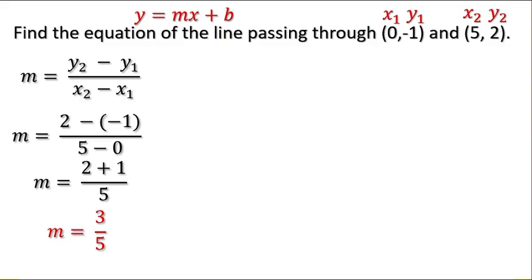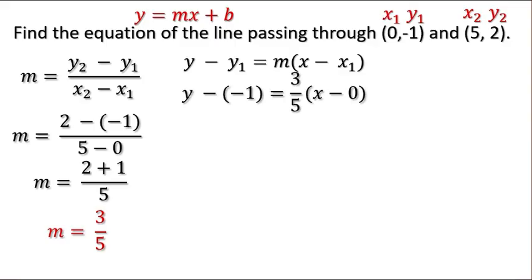Now that we have computed our slope, we can now substitute the given values in our equation. y minus y sub 1 equals m times quantity x minus x sub 1. Performing direct substitutions, we have this. Double negatives in our solution will become positive, and x minus 0 is just equal to x. So we now have y plus 1 equals 3/5 x.